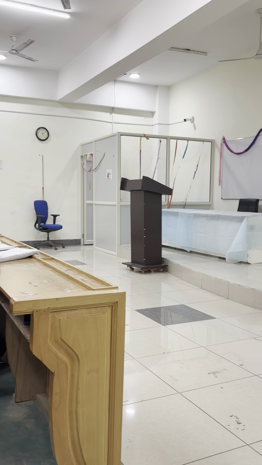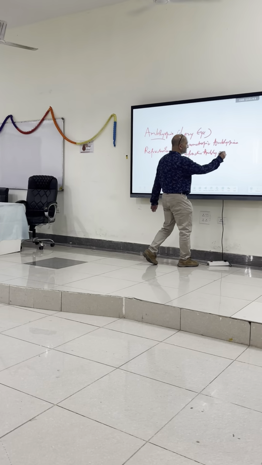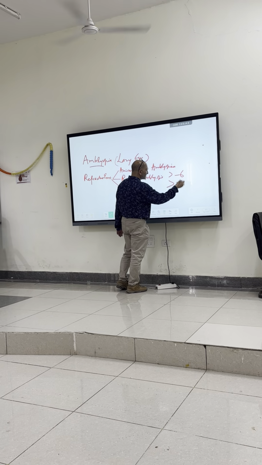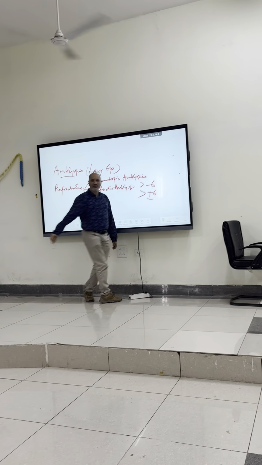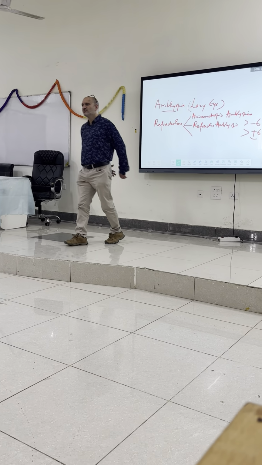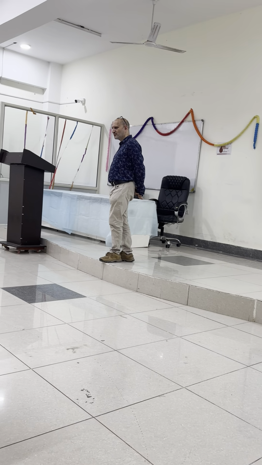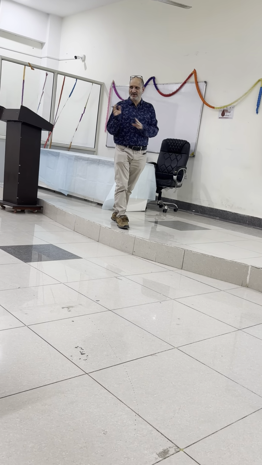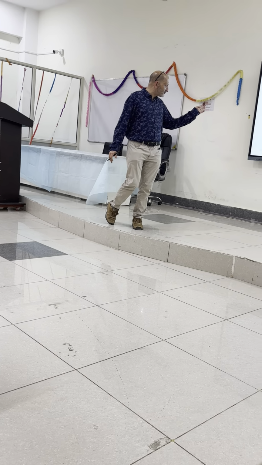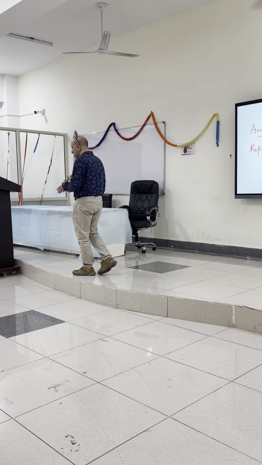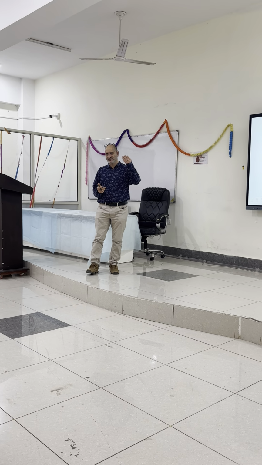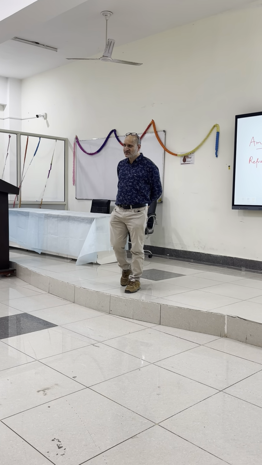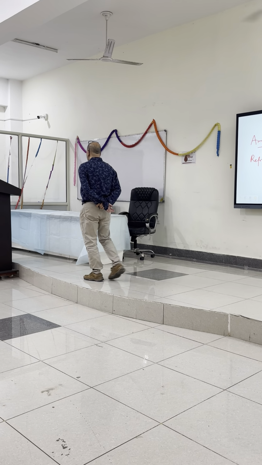So anything above -6, and anything above +6 or +8, whatever you want, can cause refractive amblyopia. So I have only 2 things. One is anisometropic amblyopia, in which one eye is normal and the other has a refractive error. Second is refractive amblyopia, in which both eyes have refractive error, but of higher order, like above +4 or +5, and above -6 or -7.